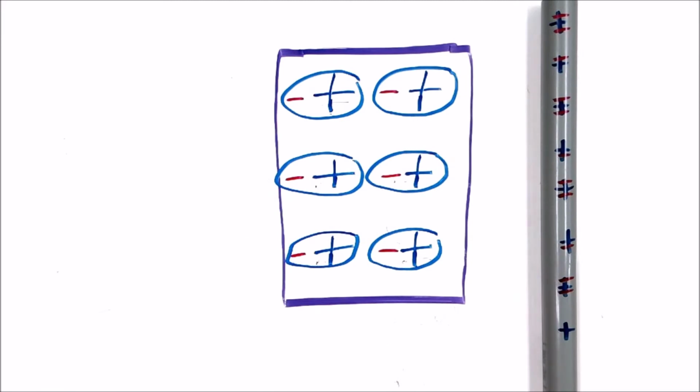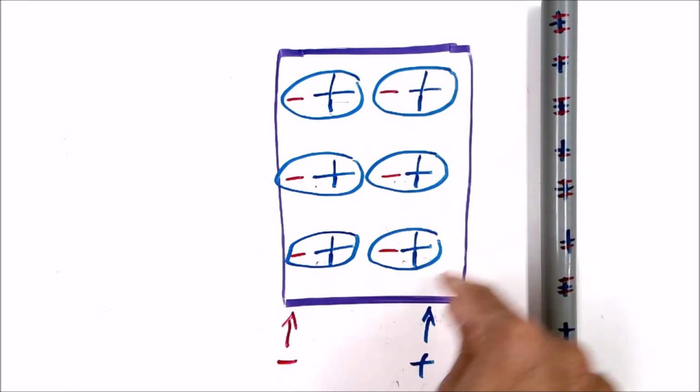When this happens, one side of the piece of paper ends up positively charged. The other side of the piece of paper ends up negatively charged. And now the paper as a whole is able to interact with the charged pipe.